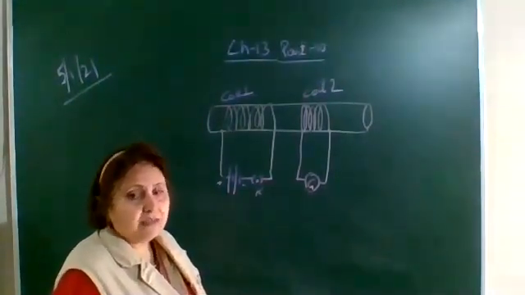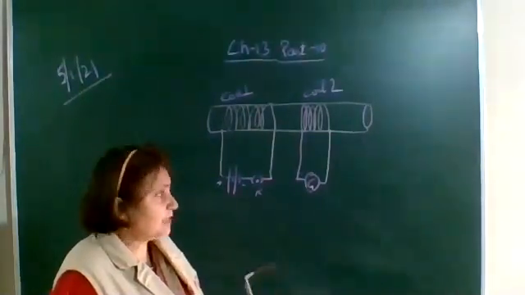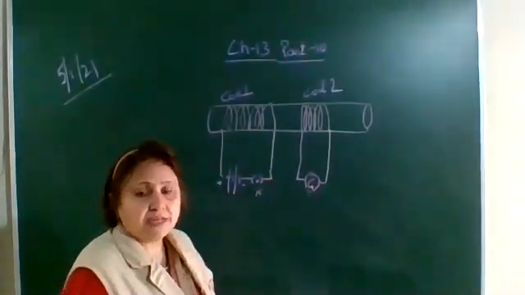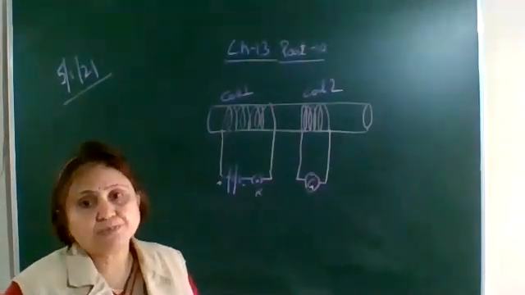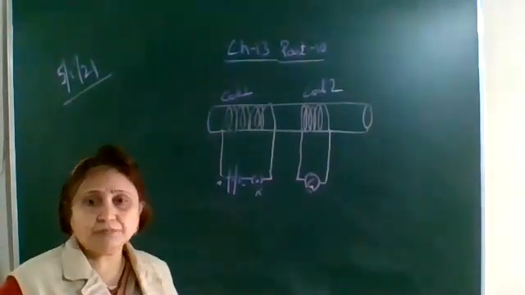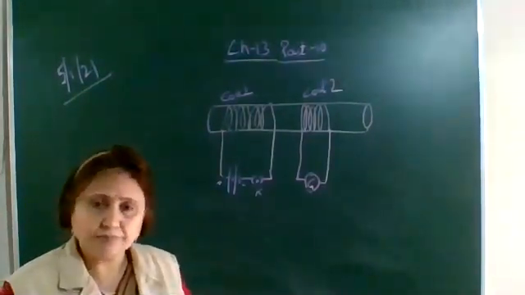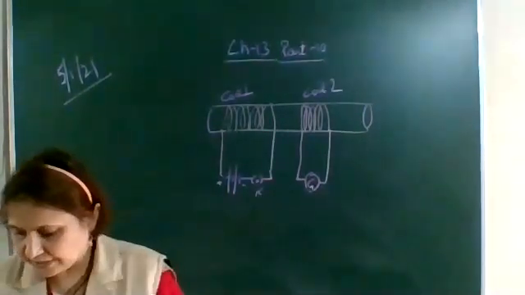And this we call electromagnetic induction. So whenever the magnetic field lines across a coil are changing, then current is produced in the coil. This current we call the induced current, and this phenomenon is also called electromagnetic induction. So two methods here we have studied.